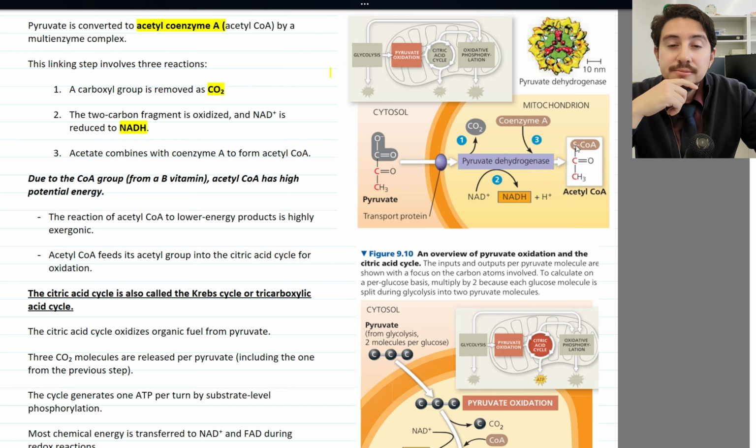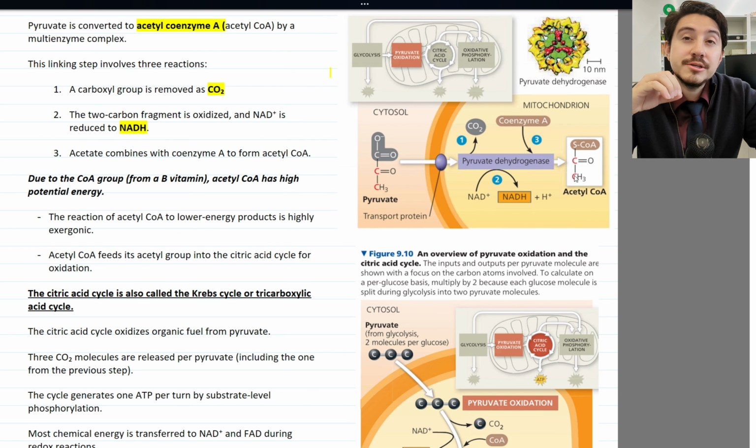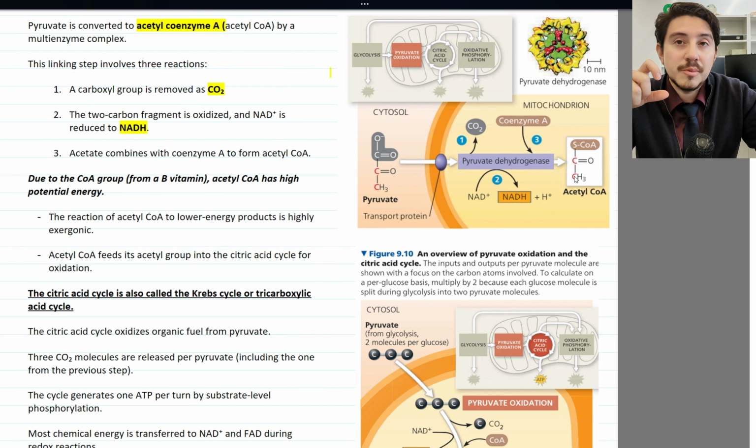Okay. Now here is something to notice. This is the first carbon dioxide that is formed from a glucose molecule. Remember that you have 2 pyruvates, so you'll have 2 acetyl-CoAs. So 2 carbon dioxides will be removed. Keep that in mind here.